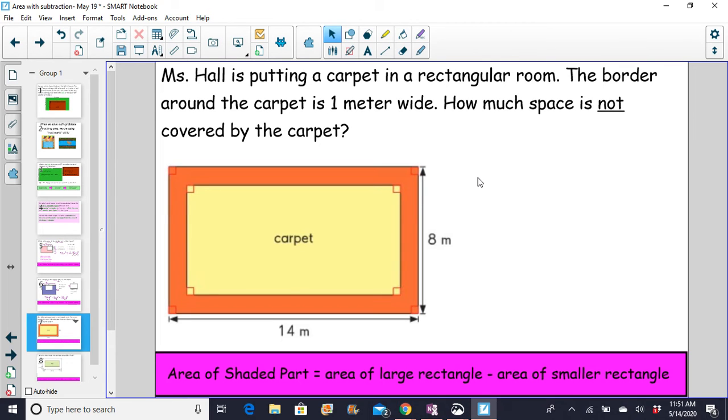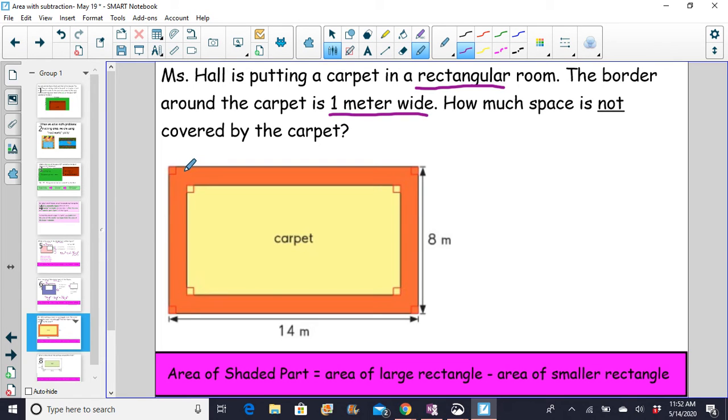Miss Hall is putting a carpet in a rectangular room. Anytime we have a reference to a shape, we should pay attention to that. The border around the carpet is 1 meter wide. Okay, so we have a border. So the border would be that orange edge space. Notice the yellow carpet is labeled in the middle. So the border would be this edge space, okay? We know that that border is 1 meter wide all the way around.